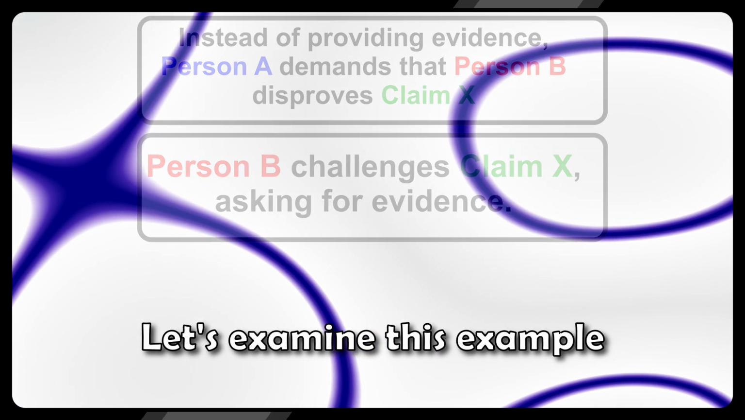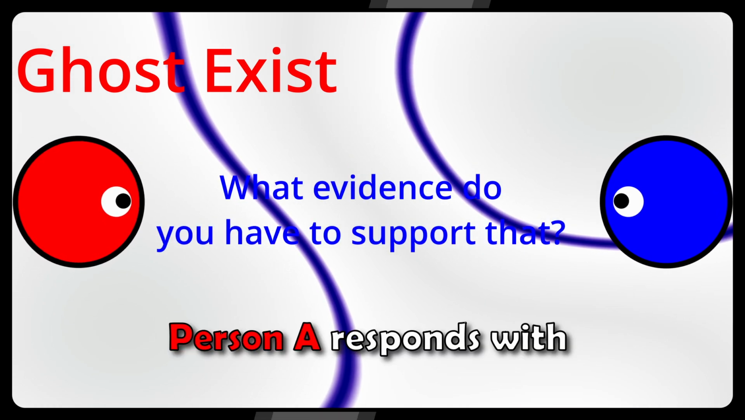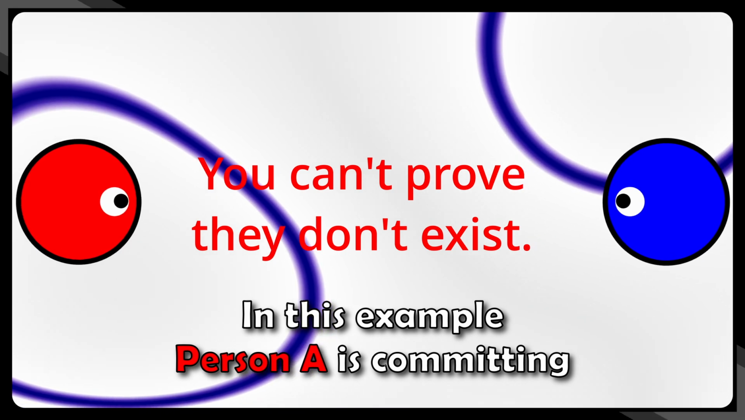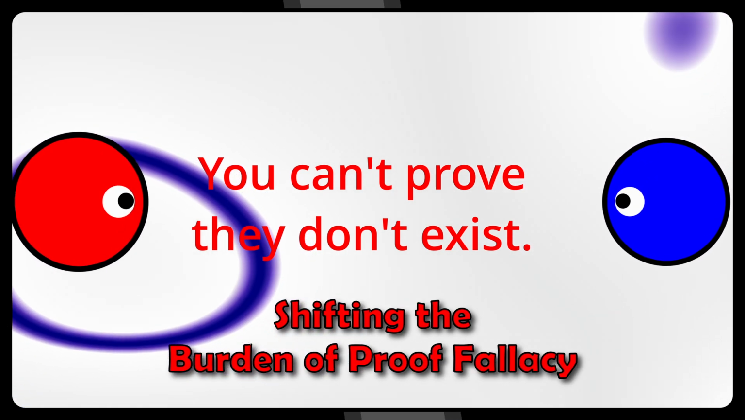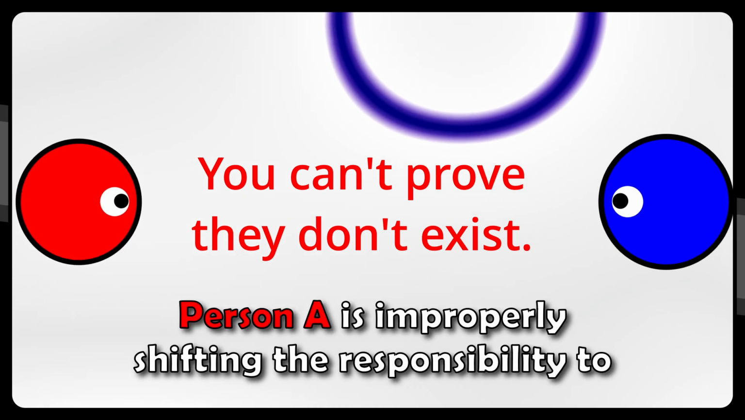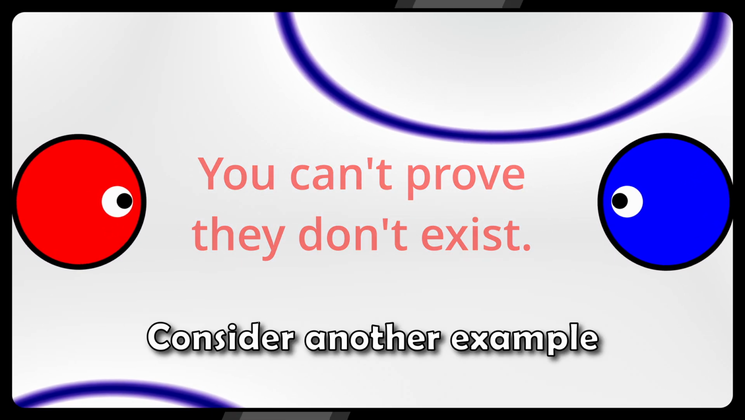Let's examine this example. Person A asserts ghosts exist. Person B asks, what evidence do you have to support this? Person A responds with, you can't prove they don't exist. In this example, person A is committing shifting the burden of proof fallacy. Instead of providing evidence for the existence of ghosts, person A is improperly shifting the responsibility to person B to disprove the claim.